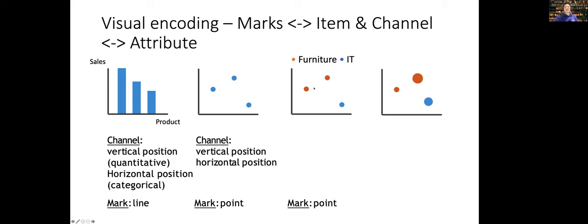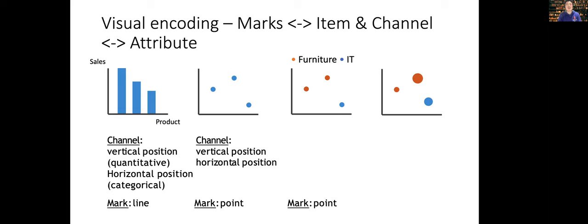Okay, and you probably expect this now. So what are the attributes shown here? Let's say the two axes still represent X as product and Y still the sales. So what are the attributes being shown here? Sales and product. The difference between furniture and IT. Okay.